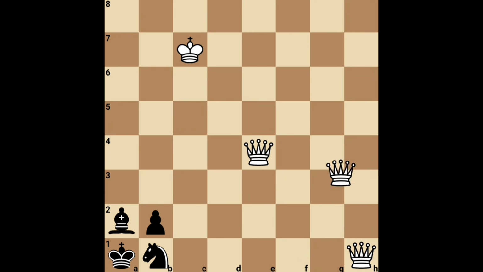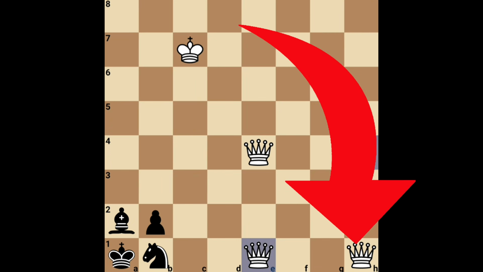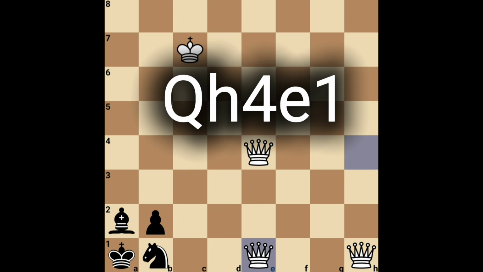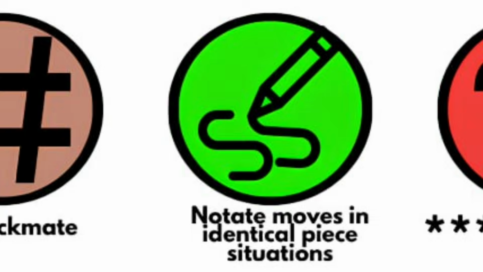However, in this position, we can't use the file because of this queen, and we can't use the rank because of this queen. For this rare specific event, we have to use both the file and rank to indicate the right queen, which means we are going to write the origin and the destination of the piece specifically as QH4E1, which is pronounced Queen H4 to E1.